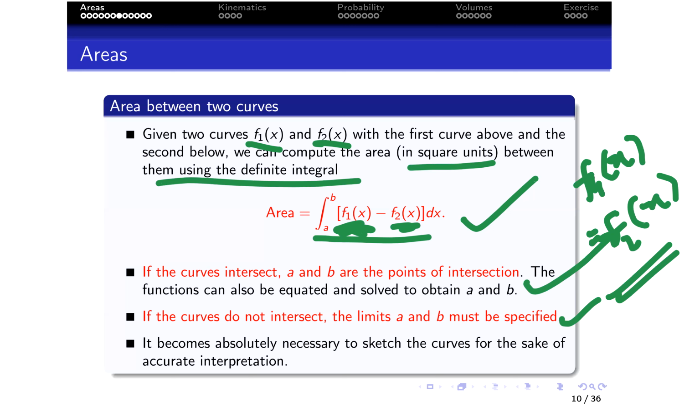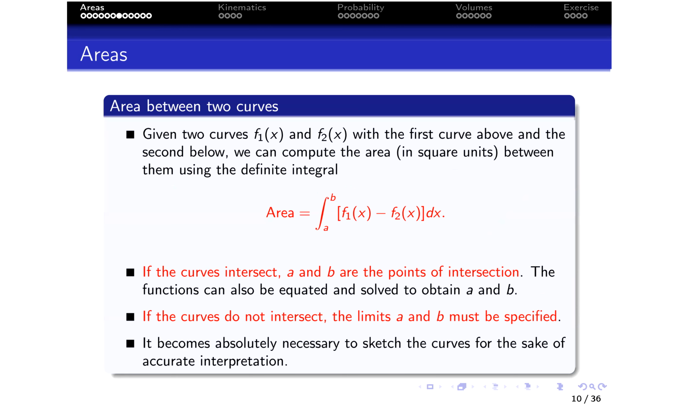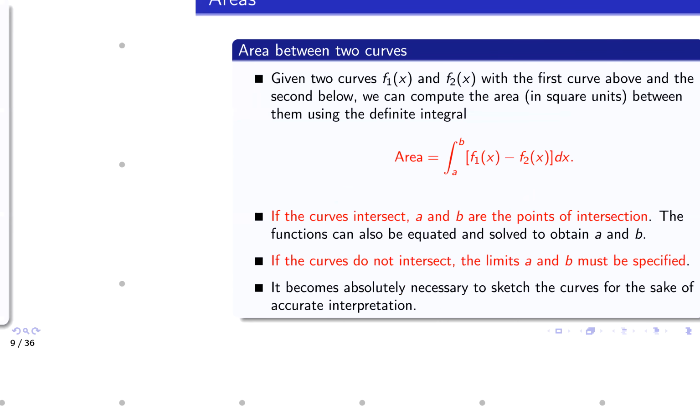Okay. Another case would have been to find the area covered between the sine curve and the x-axis. That would be wherever the sine curve cuts the x-axis. So it becomes absolutely necessary to sketch the curves for the sake of accurate interpretation. If you do not sketch the curves, you won't be able to interpret accurately so as to know which function is at the top and which one is below. So let's take some actual examples to drive this point all the way home.